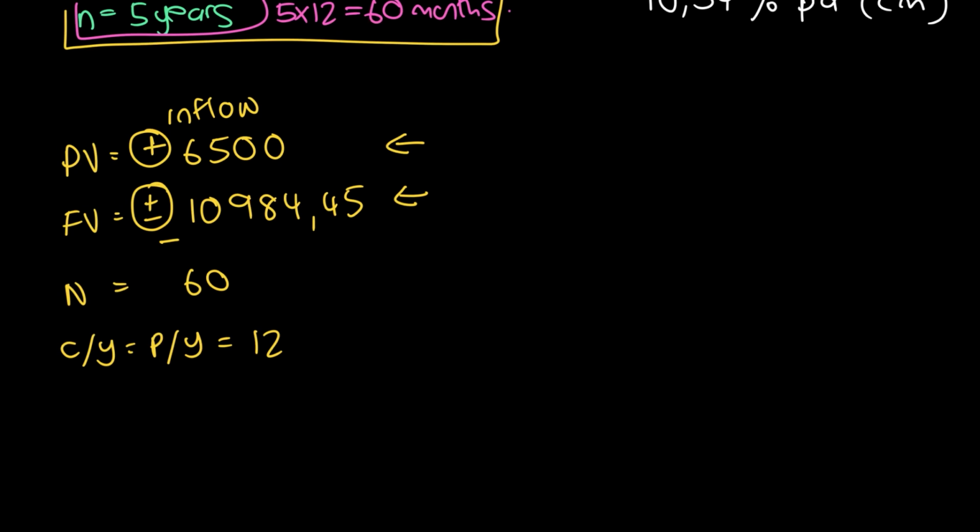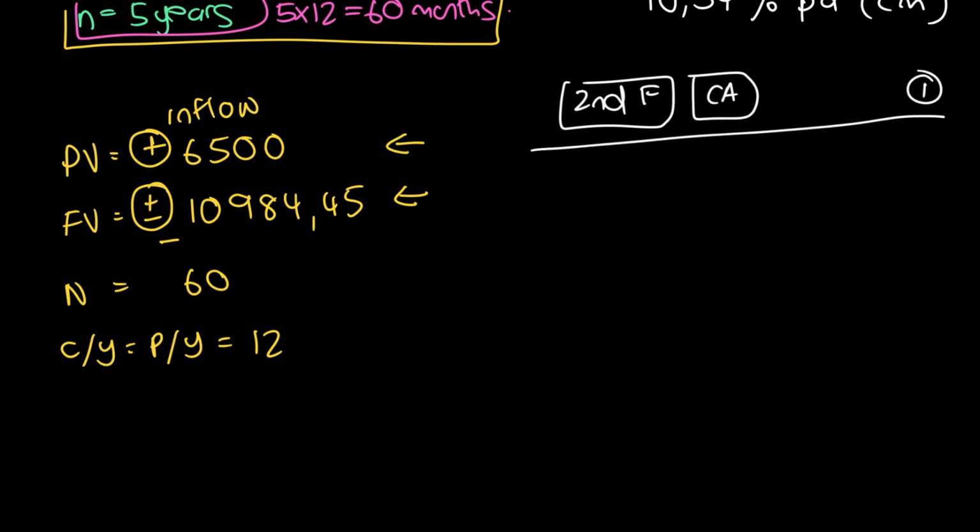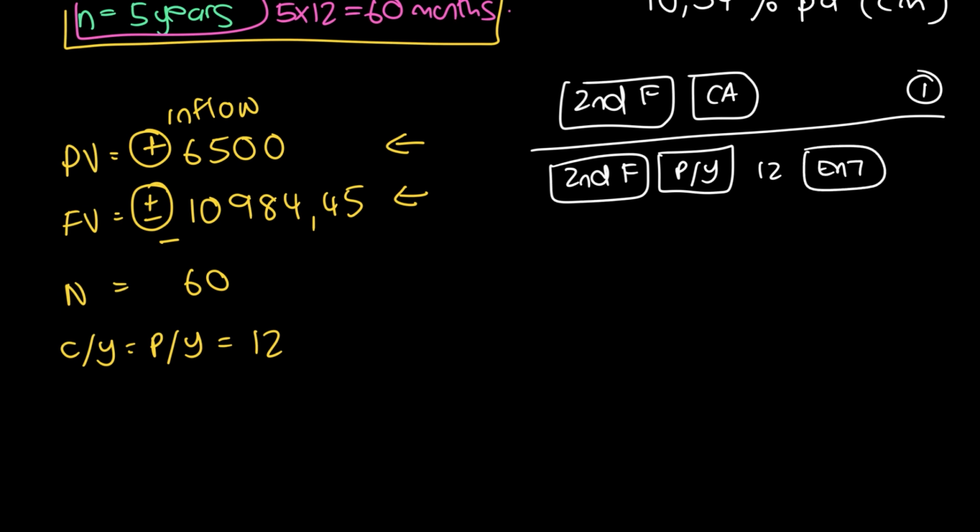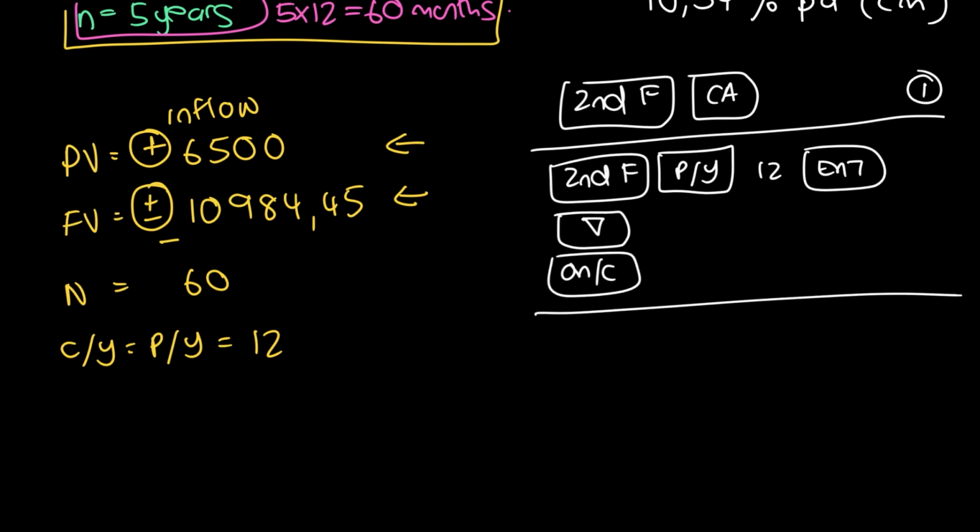So stage 1 is always going to be clearing the information from the previous calculation. So that's second function CA. Then we have stage 2, and stage 2 is going to be entering our compounding periods by going through the payment periods. So we're going to have second function PY, 12 ENT. We're then going to check that the CY is actually equal to 12. If it is, we clear our screen. And that's stage 2.